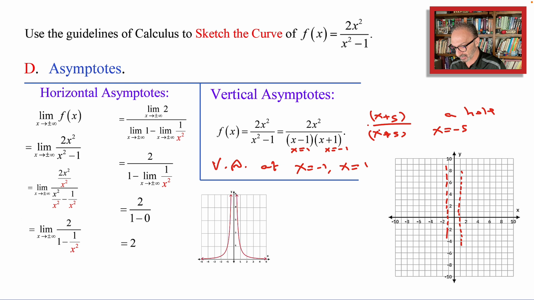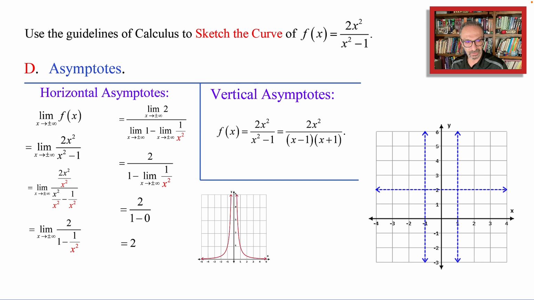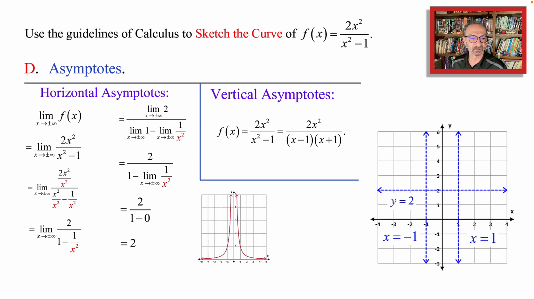We have from the first part y equals 2, a horizontal asymptote, as you could see right there. And that's in more detail. Horizontal asymptote at y equals 2 and vertical asymptotes at x equals negative 1 and at x equals 1.